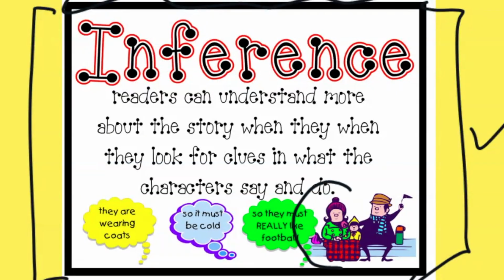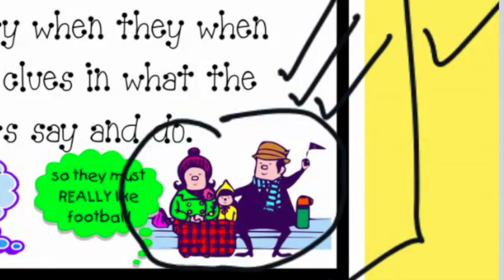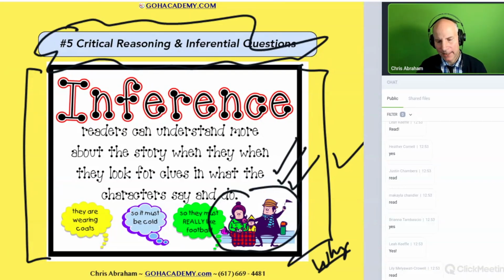When we look at this cartoon here, everyone can see they're at a sporting event, that it's cold, that it's a family. It looks like a sporting event, and it looks like it's freezing. But making an inference is answering the question, why? Why would a family be at a sporting event in the freezing cold?